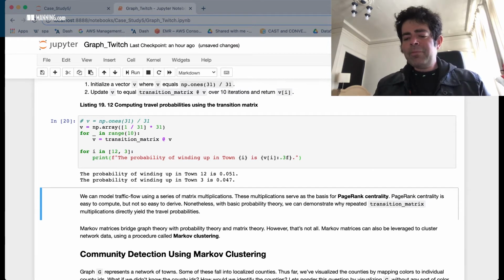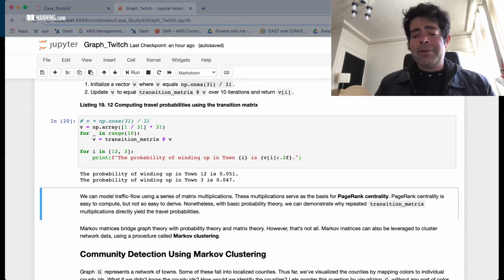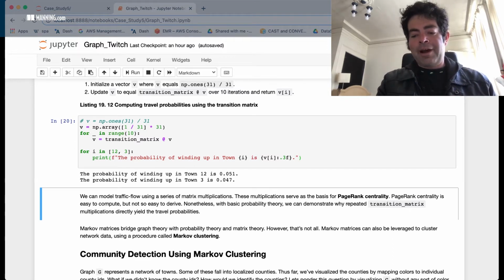These 2 lines of code form the basis of what is known as the PageRank algorithm. It was invented by Larry Page, the co-founder of Google, and Larry Page used this algorithm to basically turn Google search from a grad school project into a billion-dollar company.